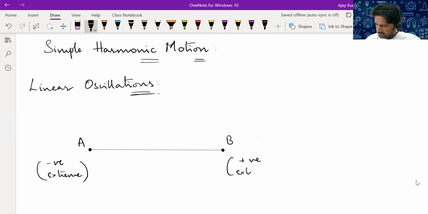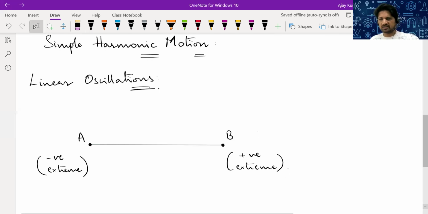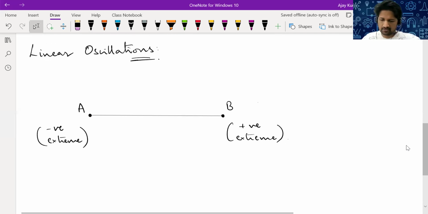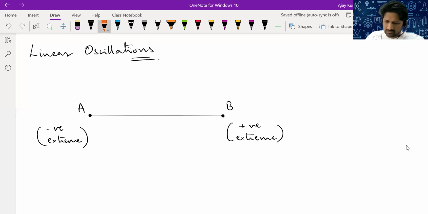Okay, these are some common terms that we are going to use while describing oscillatory motion. As an object oscillates back and forth on a straight line, the extreme positions can be called negative and positive. Now, as it oscillates back and forth, in some part of the oscillation, it moves from A to B, and in some part of the oscillation, it moves back from B to A. Oscillation is the to and fro motion, back and forth motion.